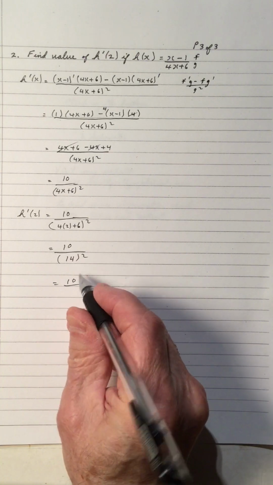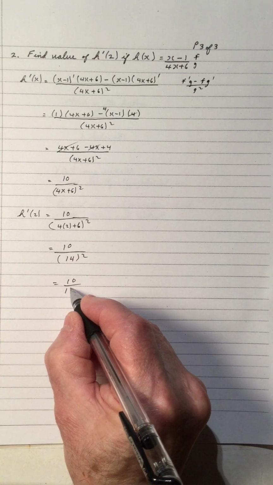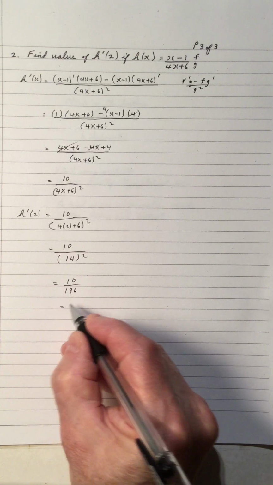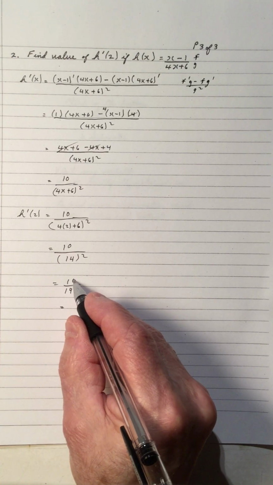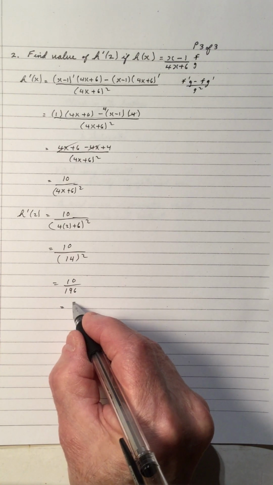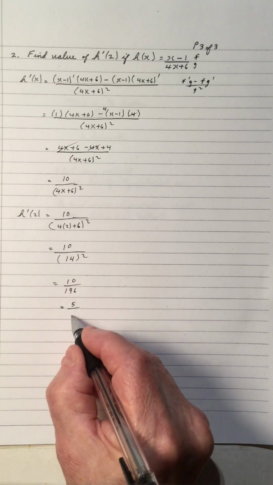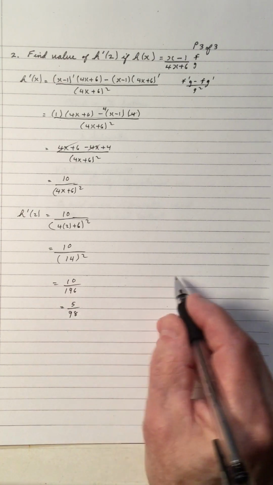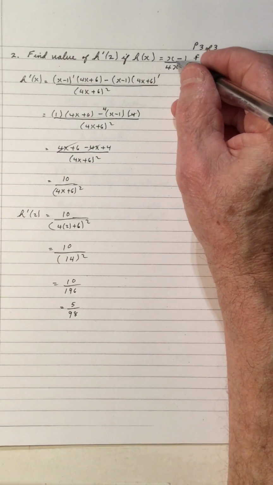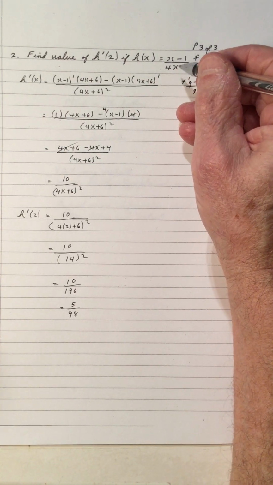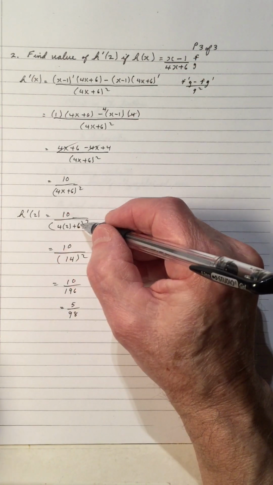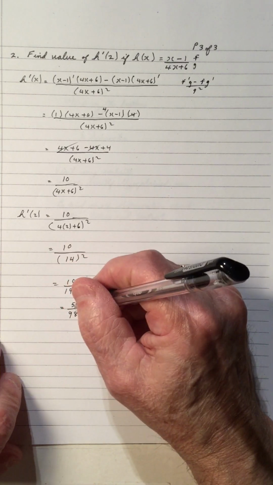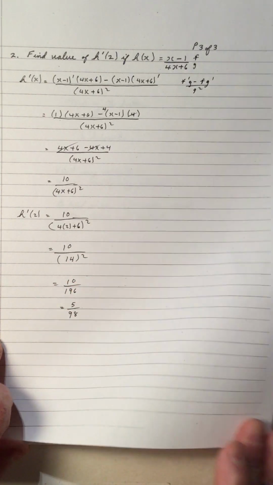And 14 squared is 196. And that's even, ends in 0, ends in 6. Divide by 2, I get a 5. Divide by 2, and I get a 98. So that's the value. When you do the derivative of this by the quotient rule, and then you plug in the 2 for x, this comes out to be 5 over 98.